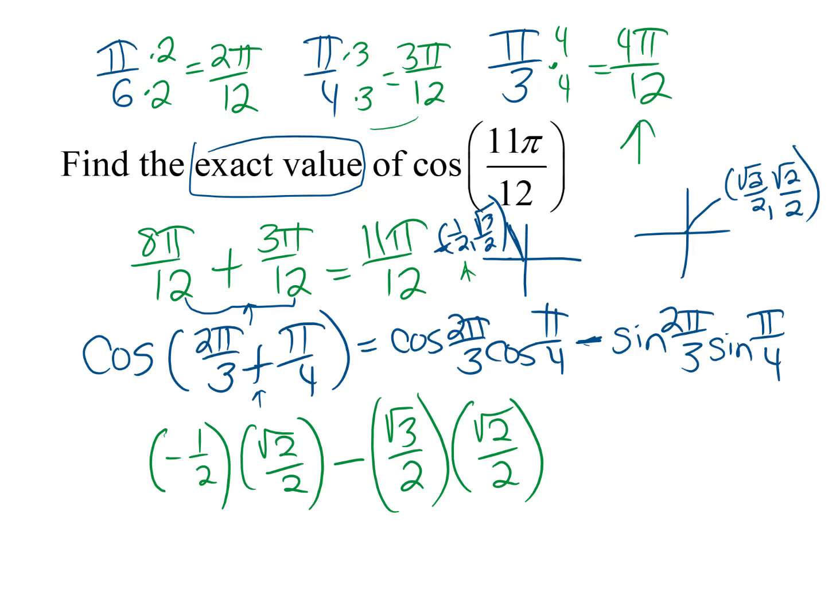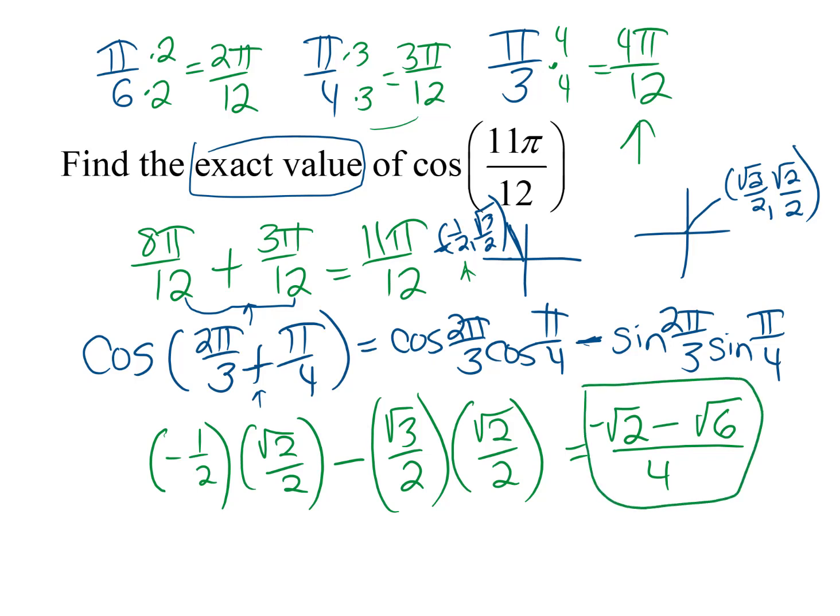2. Now looking to see what we can do, they both would have a denominator of 4 when we multiply those together. So multiplying the numerators, we have negative square root of 2 for the first one, and square root of 3 times square root of 2, they get multiplied together under the square root, so that's square root 6, but there's a negative on there, so it's negative. So there is our exact answer for cosine of 11 pi twelfths.